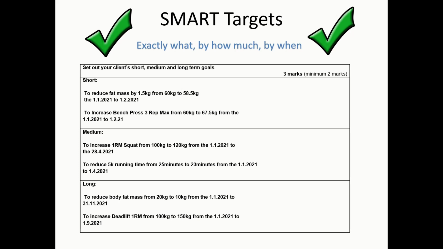So what we've done here is provided you with some positive examples and ways in which short, medium and long-term goals can be incorporated into your learner achievement portfolio.